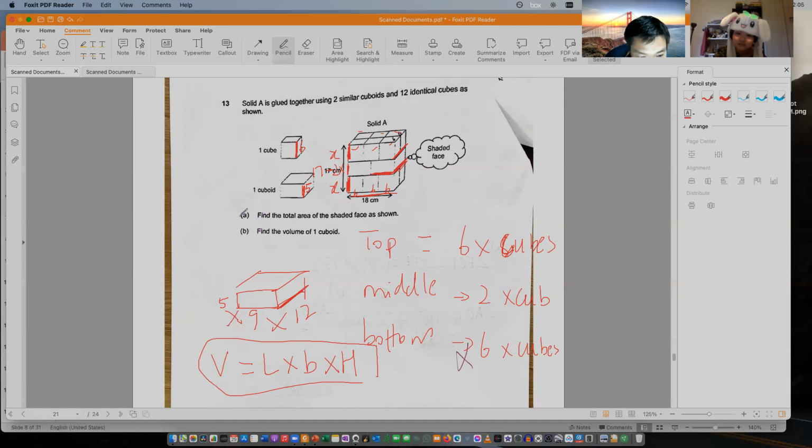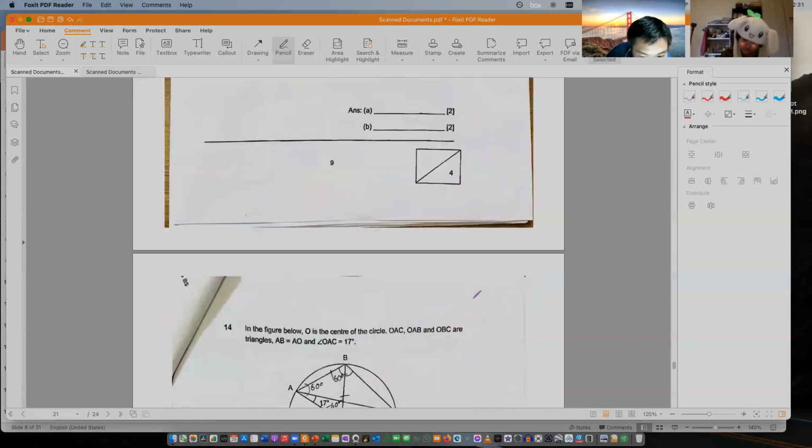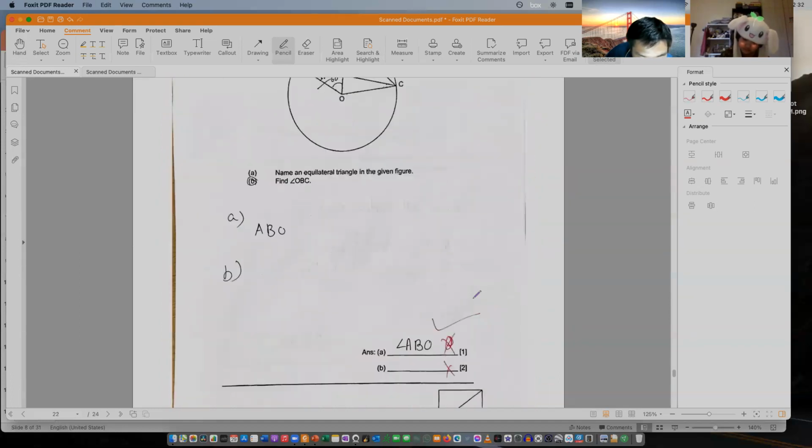Question part A, the shaded face is not shown. But I think they assume the right side is shaded. But anyway, I'm not so concerned about the answer. I'm more concerned about the strategy to solve this question. So this is the strategy. Okay, here. This question, very good.